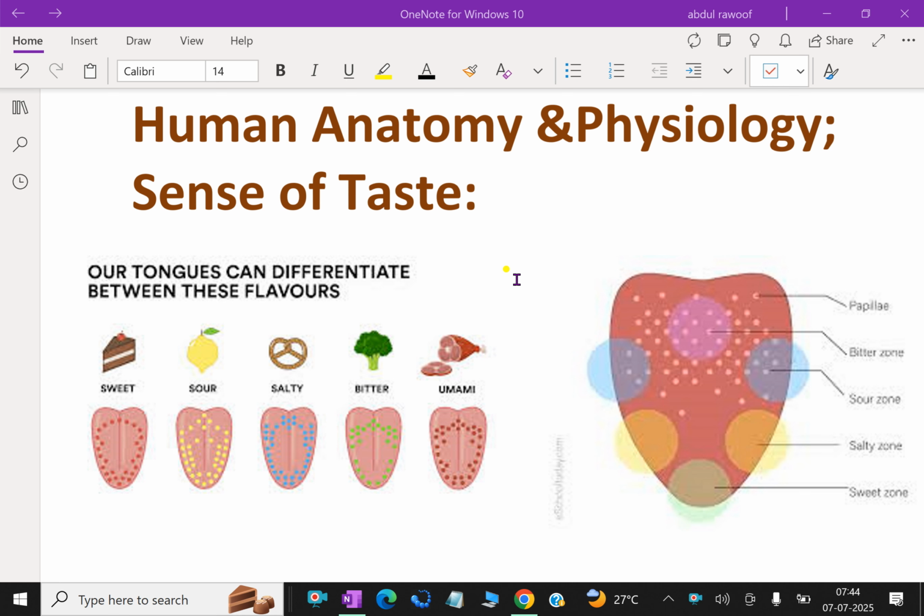Taste buds contain chemoreceptors, sensory receptors that are found in the papillae of the tongue and widely distributed in the epithelia of the tongue. They consist of sensory nerve endings of the glossopharyngeal, facial, and vagus nerves.